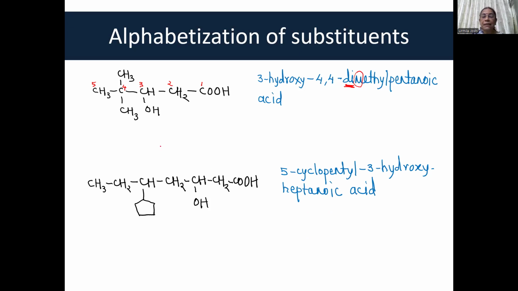But some prefixes are not multiplier prefixes. For example, look at this. 4, 5, 6, and 7. So at 3 position, there is hydroxy, and at 5 position, there is cyclopentyl. So cyclopentyl starts with C. So put 5-cyclopentyl, 3-hydroxy heptanoic acid.